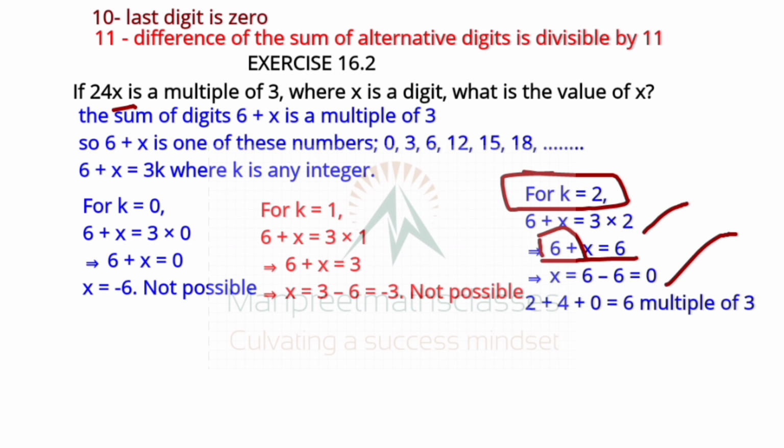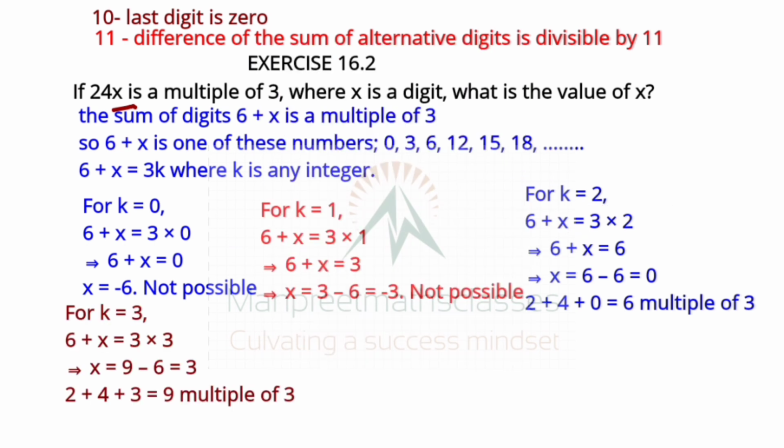Now let's check whether more numbers are satisfying it or not. Next is k is equals to 3. So when you write k is equals to 3, 3 into 3, 9. Next step is to transfer this 6. So 9 minus 6, 3. So 3 is also a multiple of 3. Obviously 3 is a multiple of 3. So k is equals to 3 is also satisfying the given condition. So we got two values of x that are satisfying the given condition. One is 3 and one is 0.